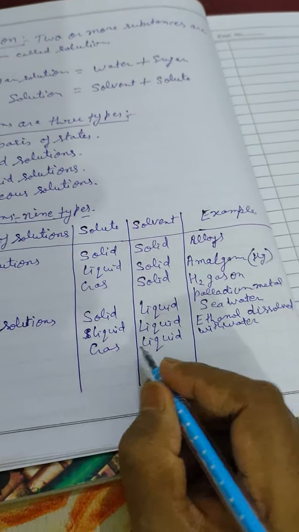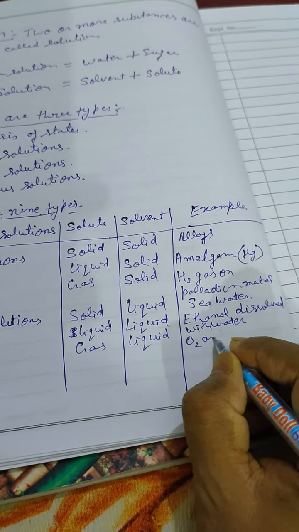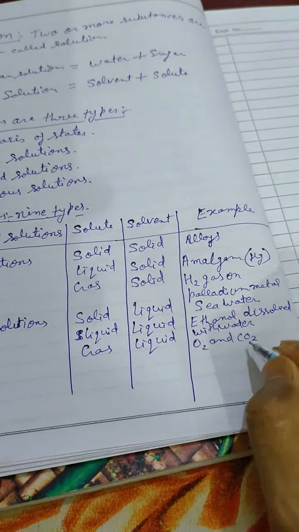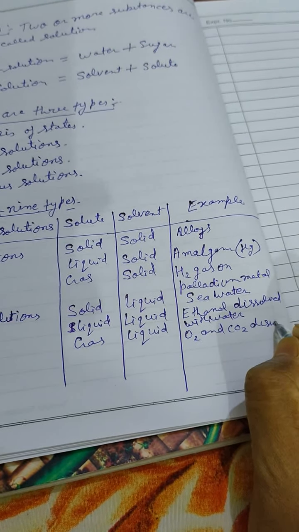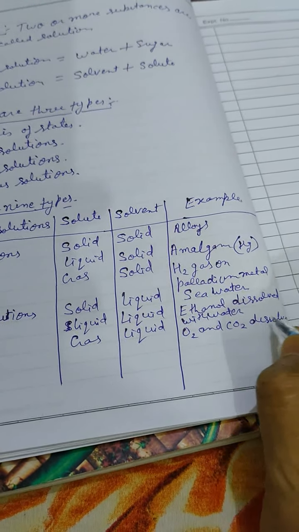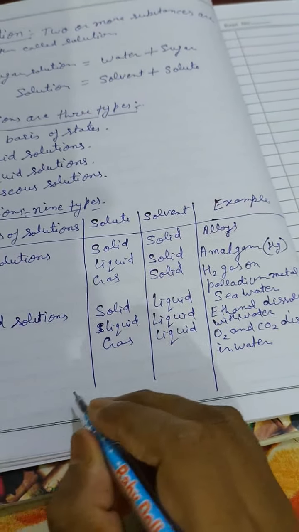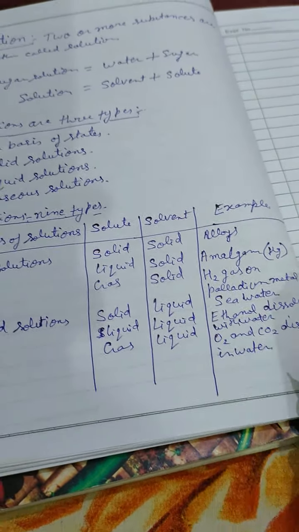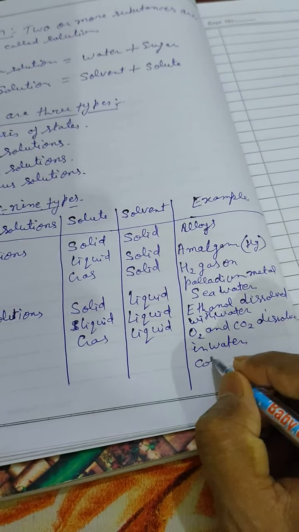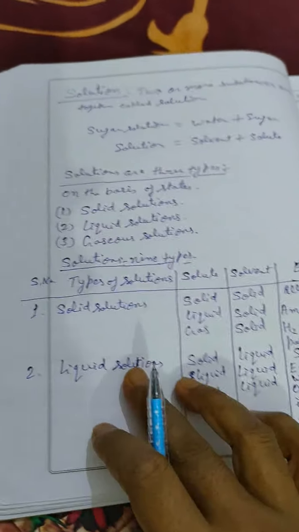Gas in liquid, for example oxygen and CO2 are dissolved in water. Gas dissolves in liquids. For example, cold drinks. Next, the third type of solution.